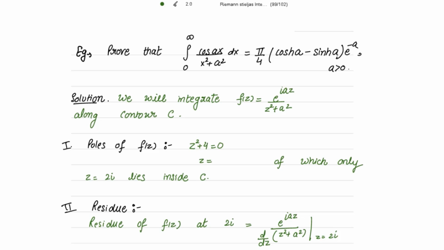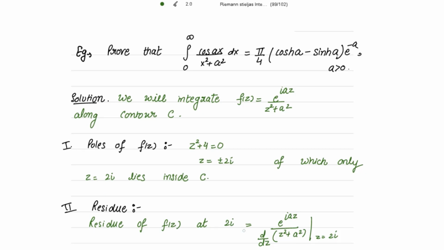Now first you have to find out the poles. Taking the denominator equal to 0, I get z equal to plus or minus 2i, of which only z equal to 2i lies inside the contour, the positive one. And then I need to find the residue at z equal to 2i.